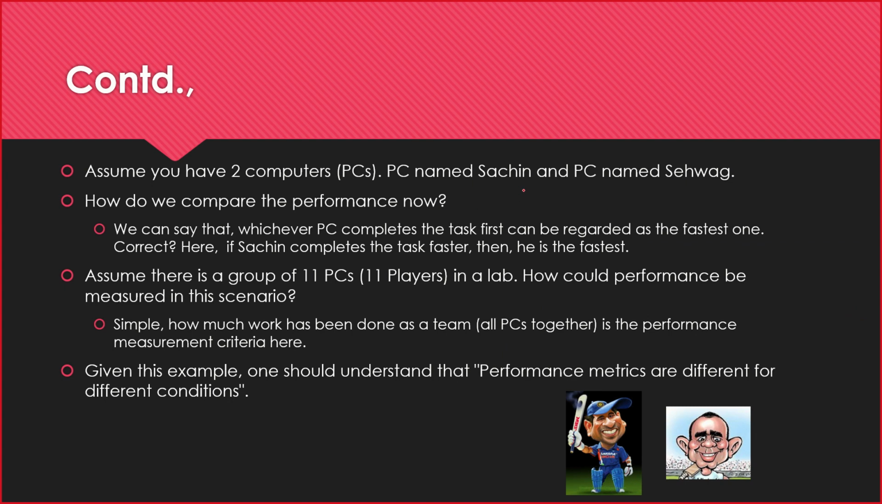Sachin had to run a particular program and he ran it in 10 seconds, for example. Sehwag ran it in 12 seconds. So who is the best? As I told you, Sachin is the best. Sehwag trails by 2 seconds.